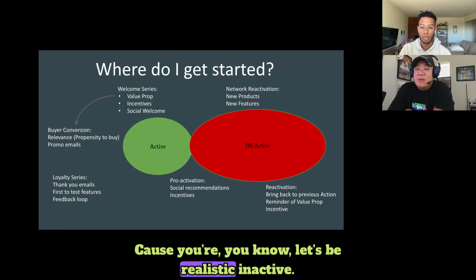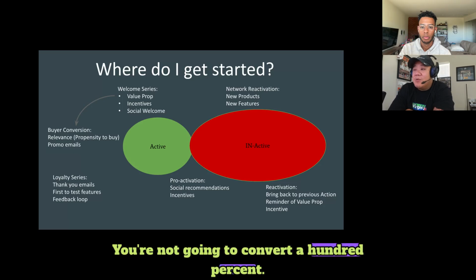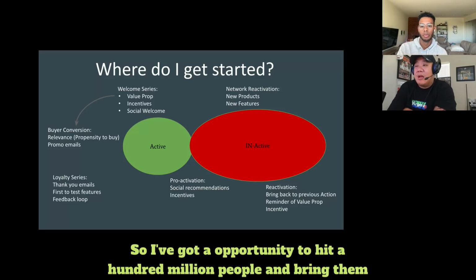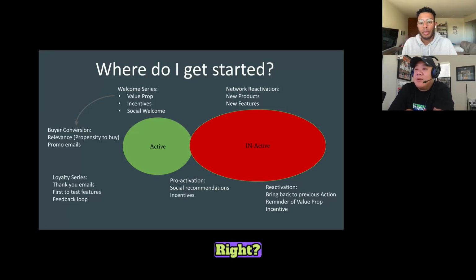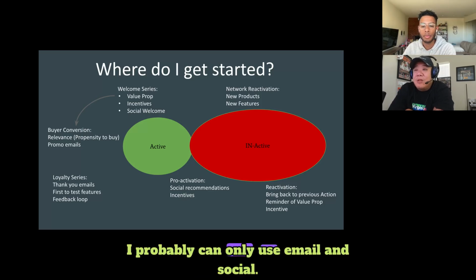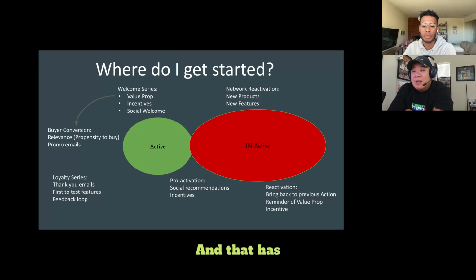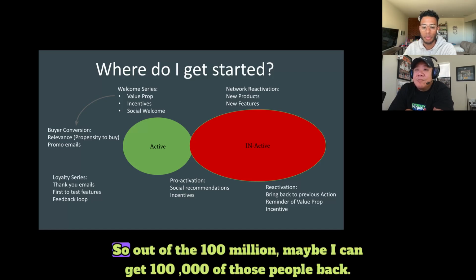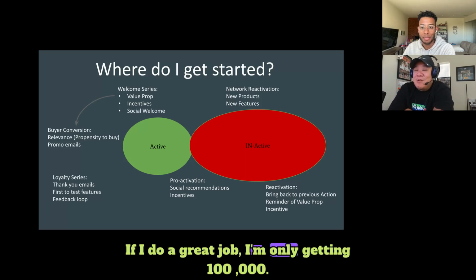Because let's be realistic. Inactive, you're not going to convert 100%. It's impossible. So that may look like, oh, I have 100 million inactive people, so I've got an opportunity to bring them all back. That's not the case, right? You've got to be realistic and say, hey, look, inactive, I probably can only use email and social, and that has an impression and conversion rate that's very low. So out of the 100 million, maybe I can get 100,000 of those people back, right? If I do a great job, I'm only getting 100,000.